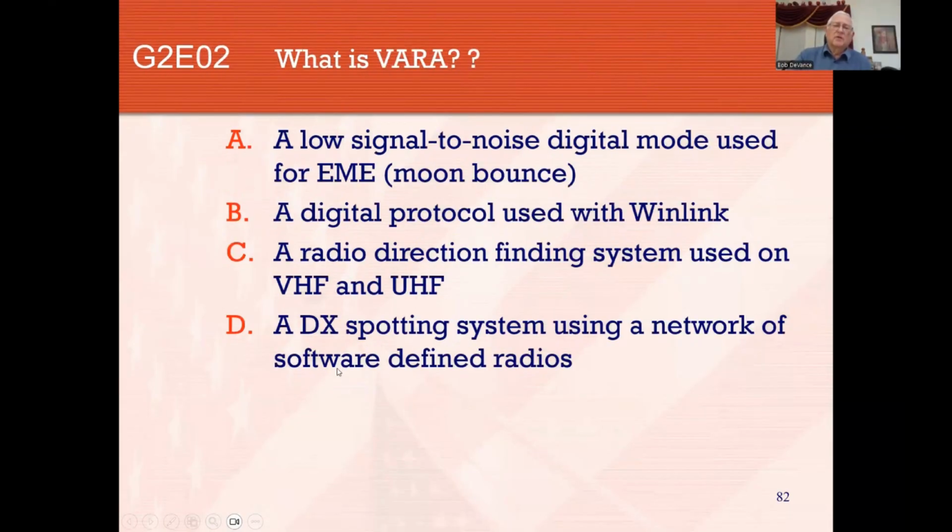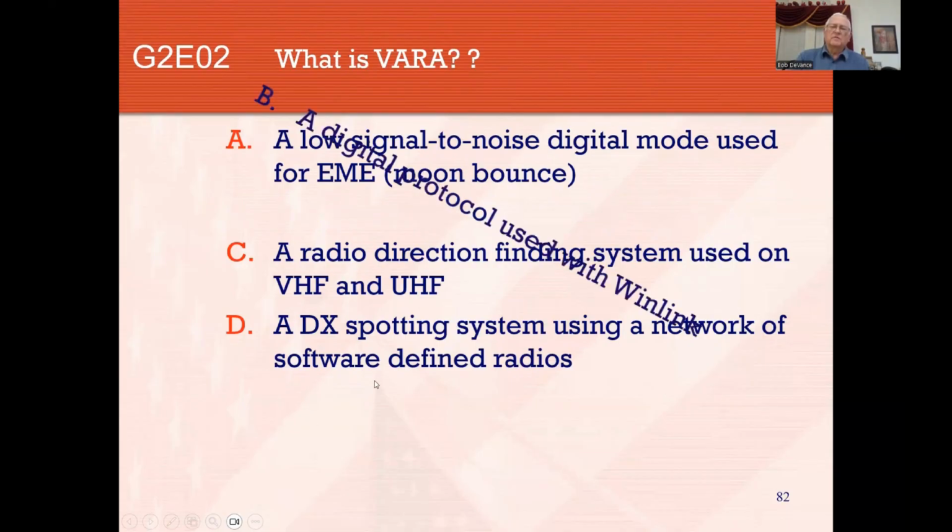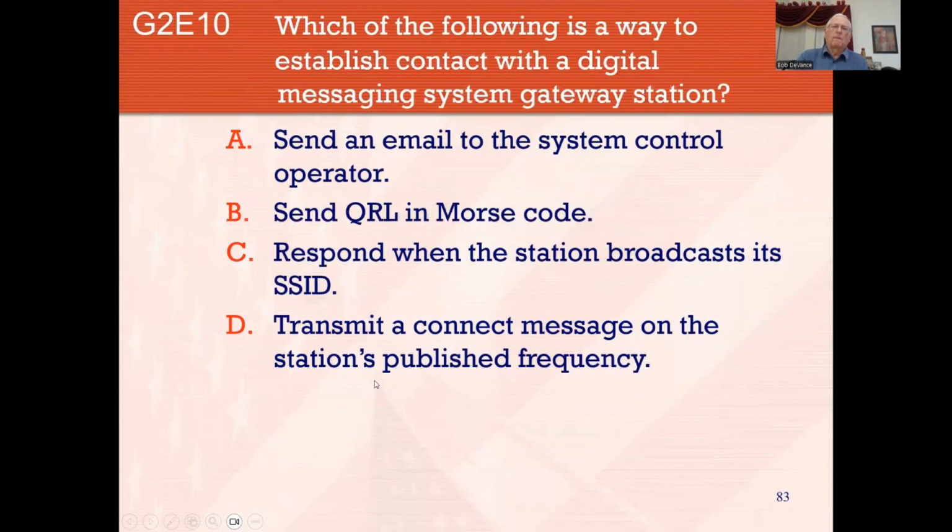VARA is one of the protocols that Winlink uses to vary the character lengths. Which is the following way to establish contact with a digital messaging system? Gateway, how do you contact that gateway and let it know you want to talk to it? You transmit a connect message. Say, I want to connect to you.